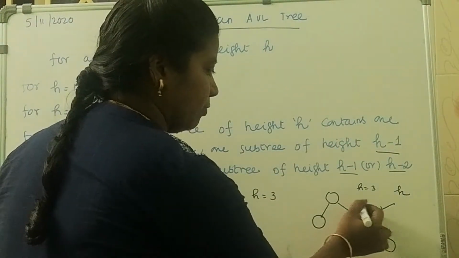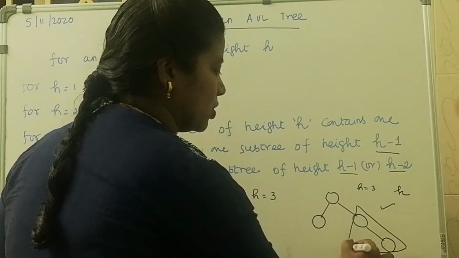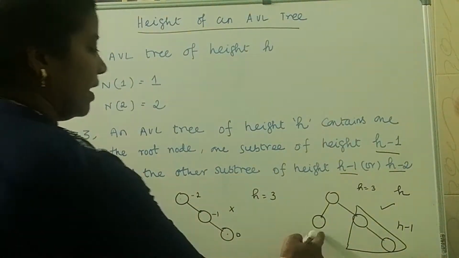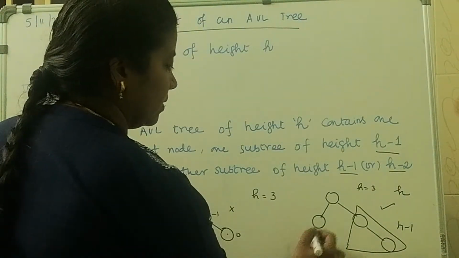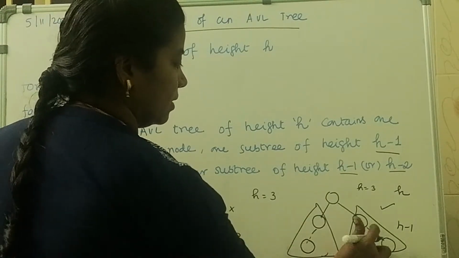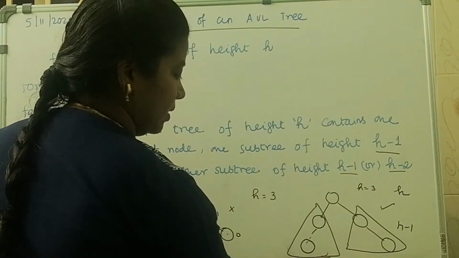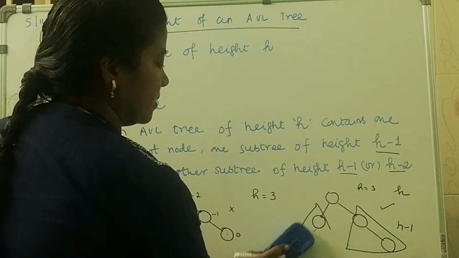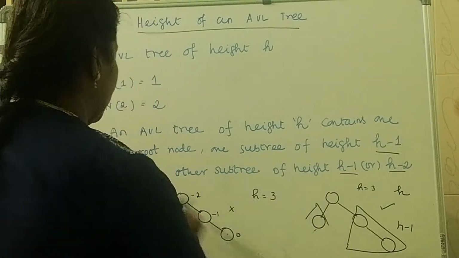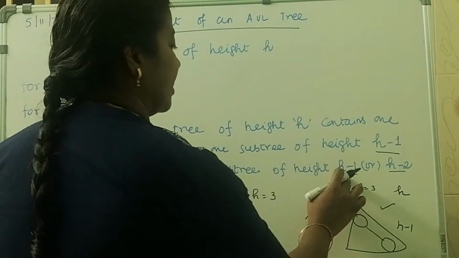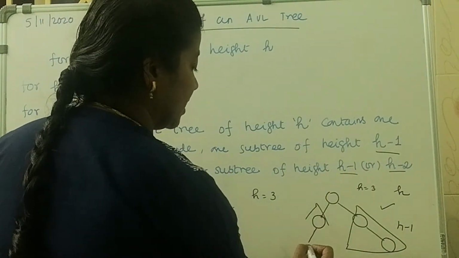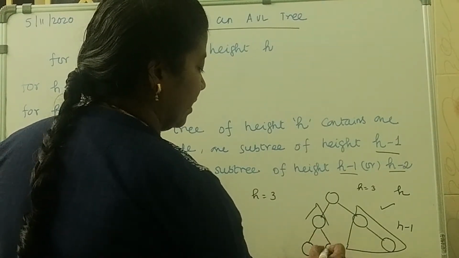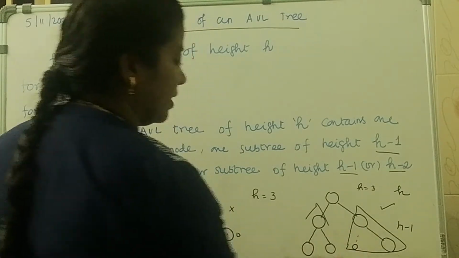So we fix that one subtree has height h minus 1. What is the possibility for the other subtree? It can have height h minus 1, as we did here, or h minus 2. What is h minus 2? H minus 2 is this. The other subtree can have height h minus 1 or h minus 2. If we have h minus 2, then we could fill in extra nodes, but we do not want that.